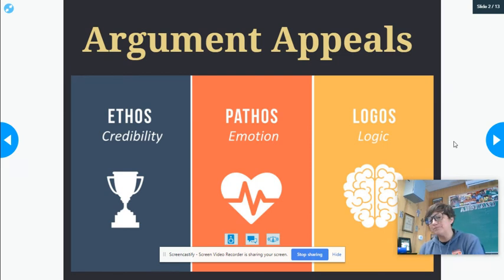And then finally, logic, okay, or logos. So when you're writing this way, you're appealing to their logic or their rational side, right? You're giving them facts, you're giving them statistics, you're giving them definitions, things of that nature, right? And all of that, if you combine all of that within your persuasive writing, then you are writing an effective persuasive essay. Okay, so now we're going to move on past that.